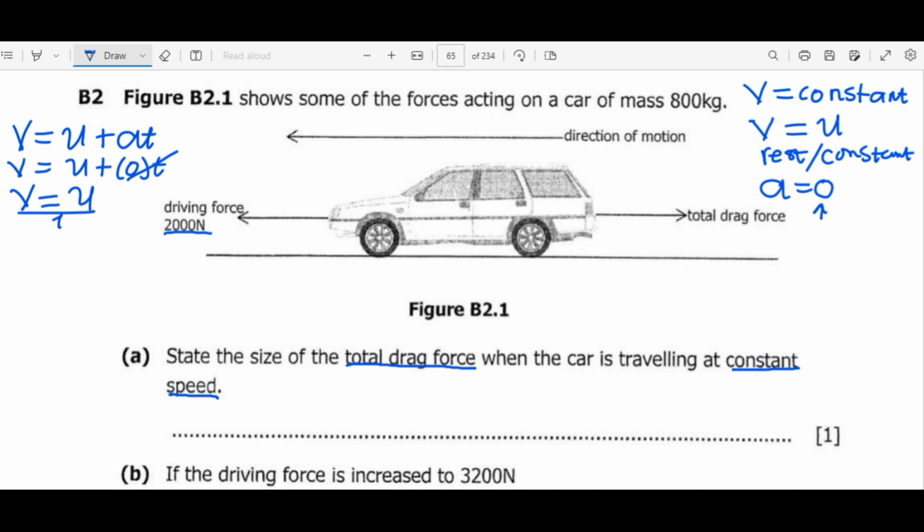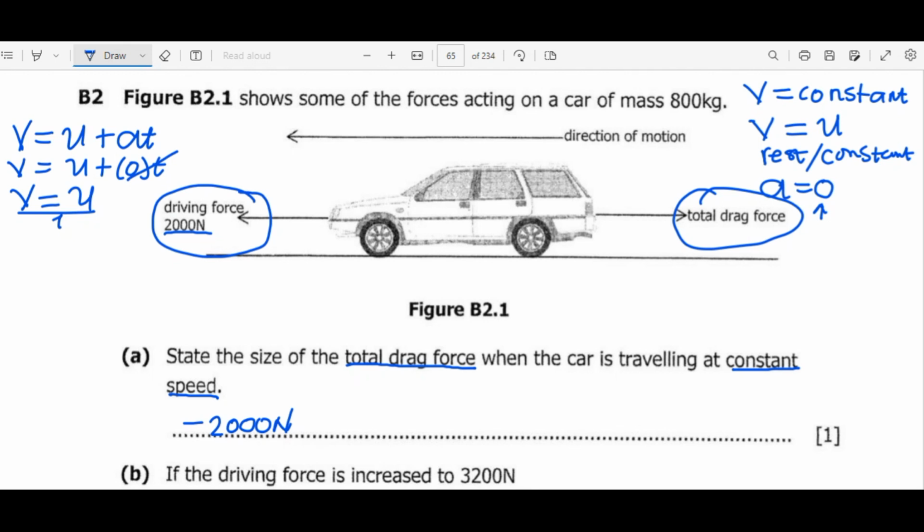The key is, what should be the value of the total drag force for a vehicle to move at a constant speed? The key point is the force that is moving in this direction must be equal to this force, but in the opposite direction. So instead of writing 2000 newtons, we are going to put negative 2000 newtons. The negative simply means that this drag force is in the opposite direction to the driving force.